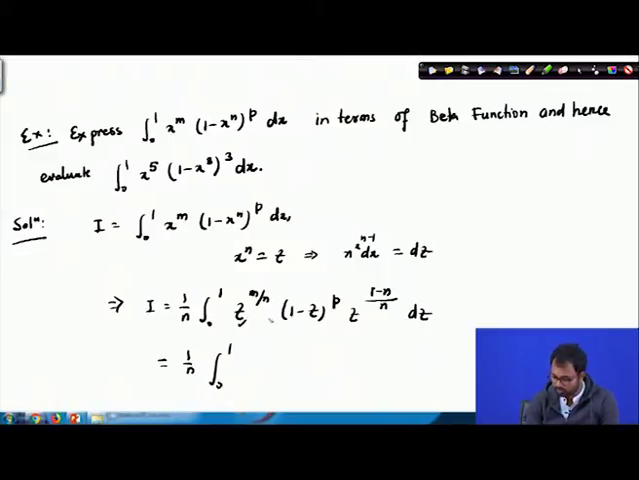I will put this and this together. So, this will be (m plus 1) by n, minus 1, and this will be (1 minus z) to the power p dz, isn't it? Now, this is our x to the power m minus 1 in the beta function formula, and this is (1 minus x) to the power n.